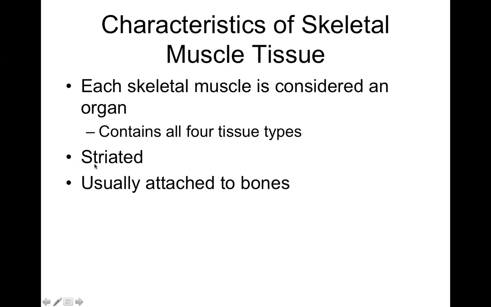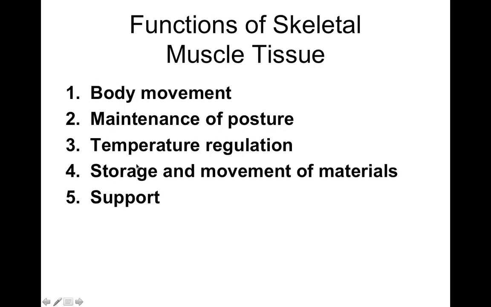Skeletal muscle is striated, so it has a sort of striped pattern appearance to it, and it's usually attached to bones. Now, in terms of just the general functions of skeletal muscle tissue, it's involved in moving your body around. That makes sense, right? If it's attached to bones, it's going to move your body around in different ways. It helps maintain posture. It's also involved with temperature regulation. So if you're cold, you'll shiver, and by shivering, you can raise your body temperature back up.